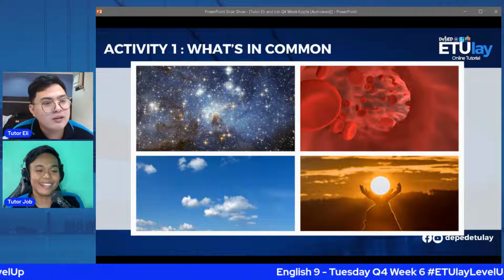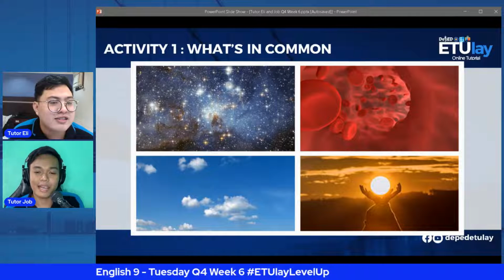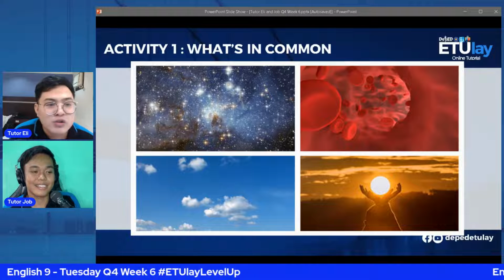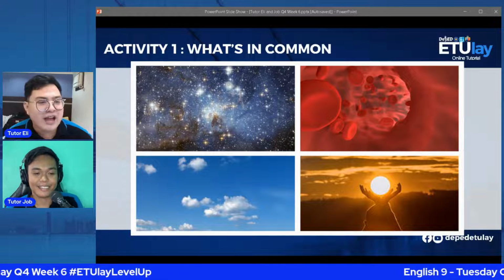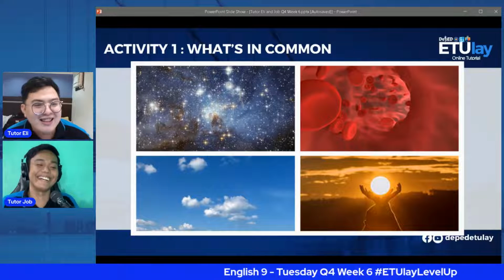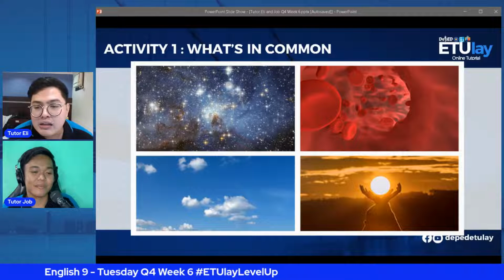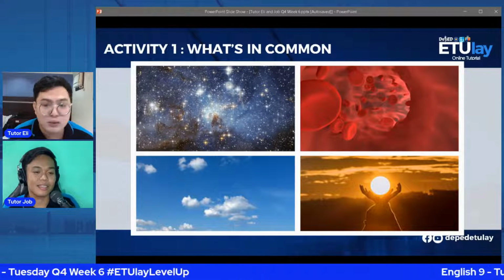The lower left, Tutor Joe, is a picture of a blue sky. It's a blue sky. Well, the red blood cell, of course, it's red. And the lower right is a picture of a sun. Yes, a yellow sun.